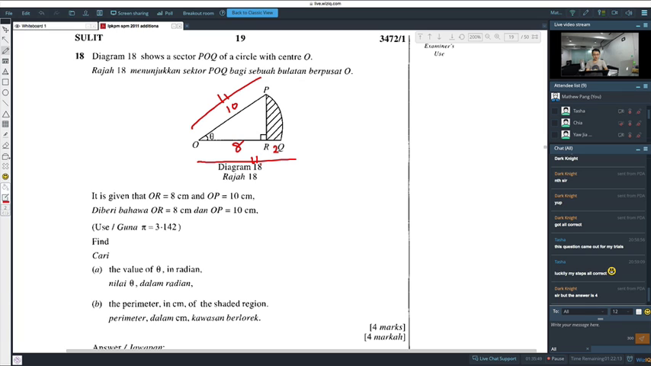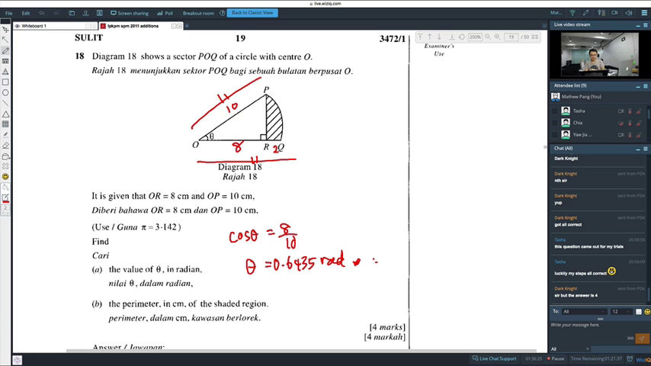First it asks you to find the angle in radians. This one is definitely 90 degrees. So we have the adjacent and we have the hypotenuse. So I will use cos theta equals adjacent over hypotenuse. So I can get the correct answer easily. But make sure you change your calculator into radian mode. Then you move your cos to the other side, 8 over 10. So you will get 0.6435 radians.